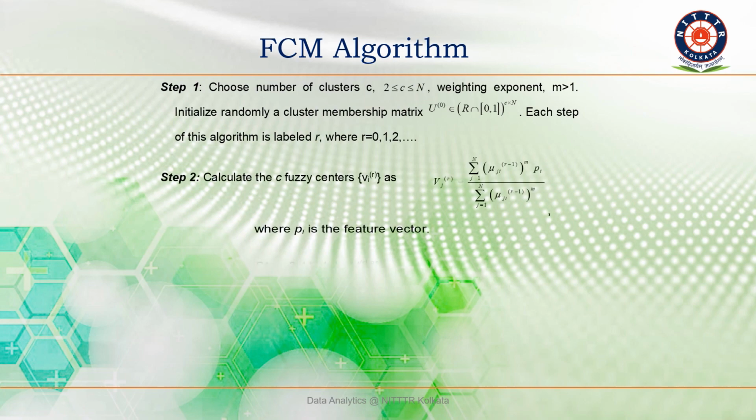Now, we calculate the C fuzzy cluster centers, denoted by Vj for the jth cluster at the Rth step, which is basically the weighted sum of the object values, with the membership values obtained in the R minus 1 step as weights, divided by the sum of the weights. In step 3, we update the membership values. So, membership value mu j i indicates the membership of the ith pattern in the jth class. So, what is the degree of membership, the belongingness, of pattern i in the jth class?